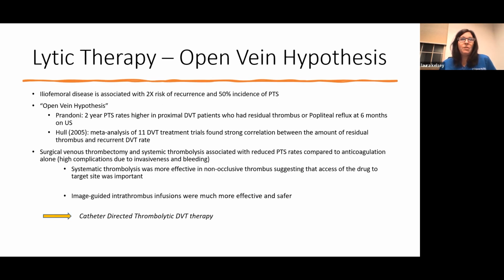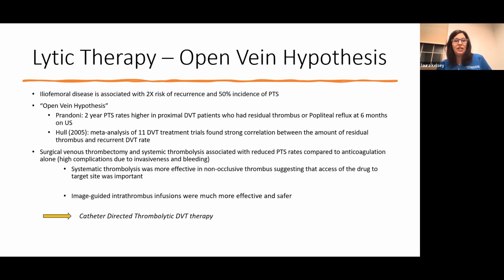Paul agreed. He did a meta-analysis of 11 patients and found a strong correlation between the amount of residual thrombus and recurrent DVT rate. So this led to the idea of the open vein hypothesis, where we should do surgical thrombectomies and systemic thrombolysis. Albeit that might achieve the goal of an open vein, it alone has complications of invasiveness, bleeding, etc. During these trials, systemic thrombolysis was found to be more effective in non-occlusive thrombus, suggesting that getting the drug right to the site of the clot is important.